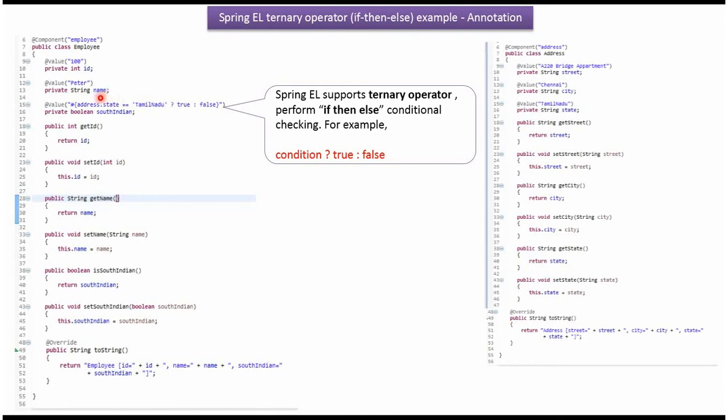If the state value of the address object is Tamil Nadu, the value will be set as true, else it will be set as false. If you see, the state value of the address object is Tamil Nadu, so the southIndian property value will be set as true.